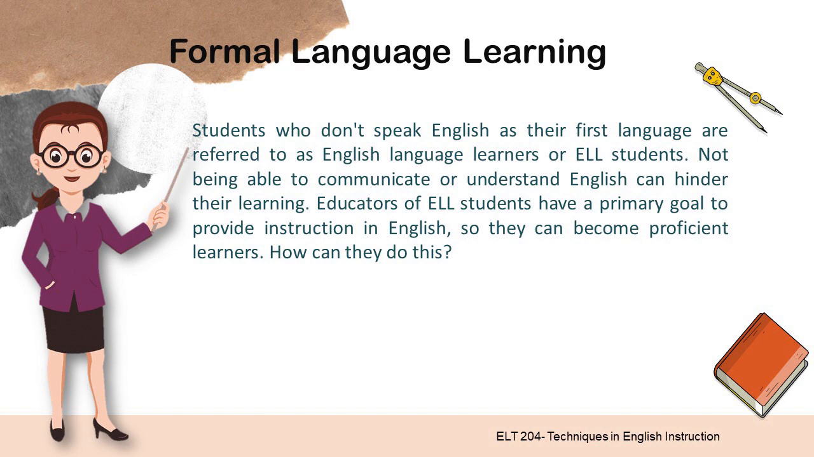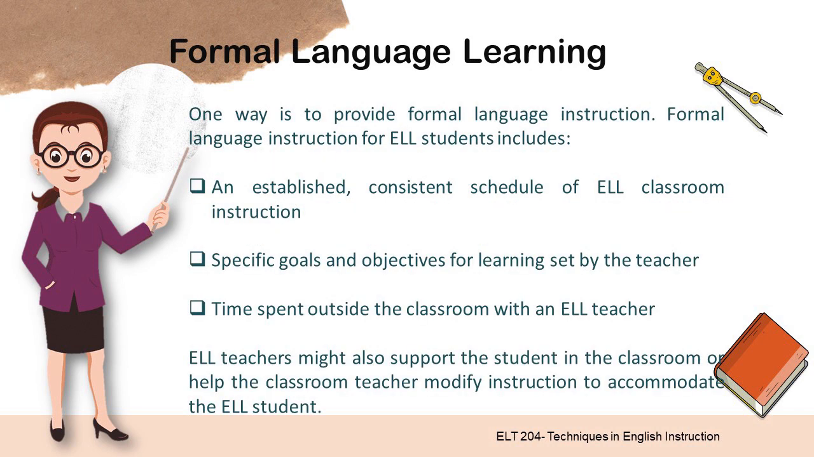Students who don't speak English as their first language are referred to as English language learners, or what we call ELL students. Not being able to communicate or understand English can hinder their learning. Educators of ELL students have a primary goal to provide instruction in English, so they can become proficient English learners. But how can they do this? So one way to provide formal education is to include an established, consistent schedule of ELL classroom instruction.